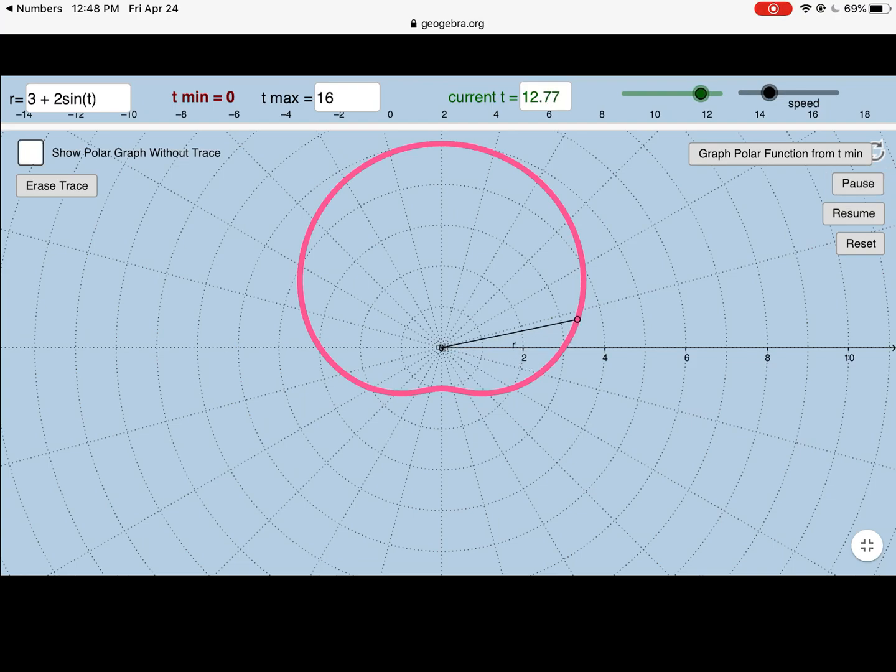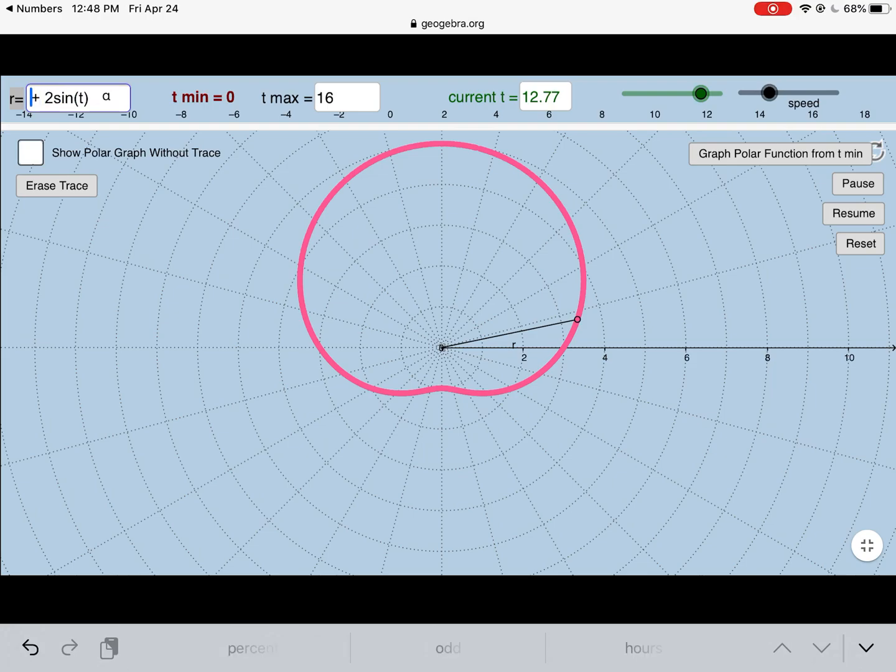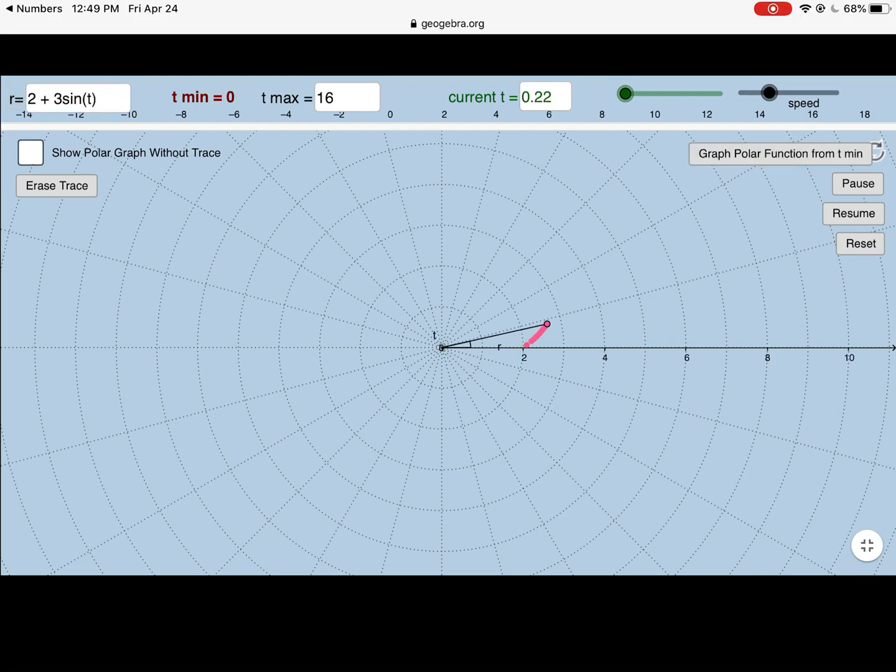Let me pause that, and now let's reverse it. Actually, I'm going to reset first. Let's make a 2 and b 3. This should give us the inner loop. So once again, starts off pretty similar to the other two. And notice once we get down here, I pass through the pole, loop around, pass through the pole again. There is your limaçon with an inner loop.